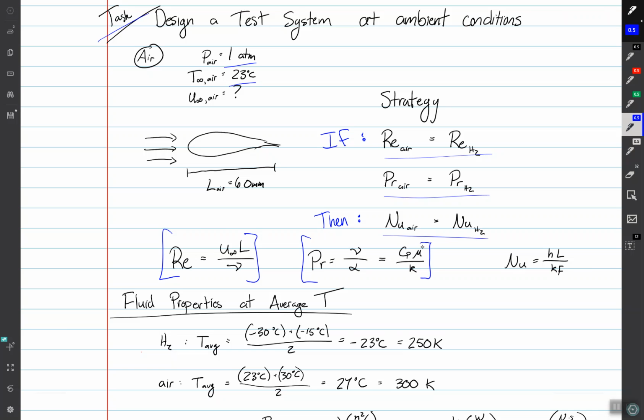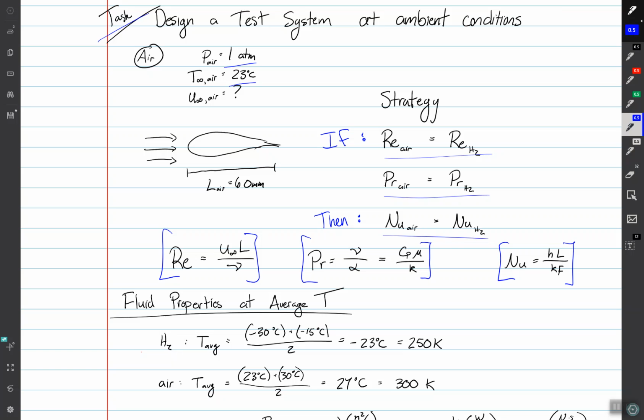Then the last thing, which looks kind of like a Biot number but isn't, is the Nusselt number, which is h, the convection coefficient that we've normally used when modeling convection, times L, the same characteristic length we saw over here, divided by k of the fluid. So these are the three things that we care about. We're going to pick conditions where the Reynolds numbers are the same and the Prandtl numbers are the same, and that will give us Nusselt numbers which are the same.